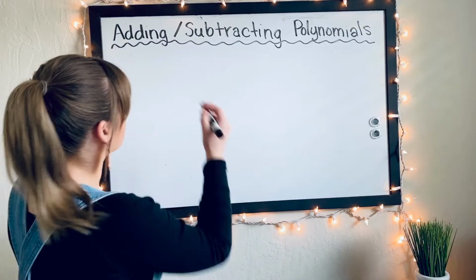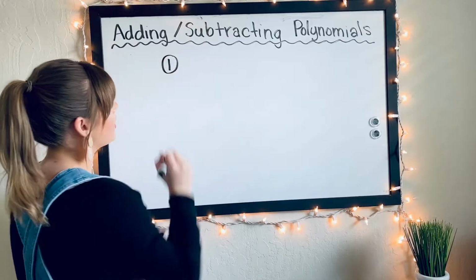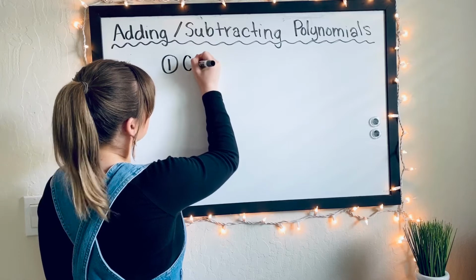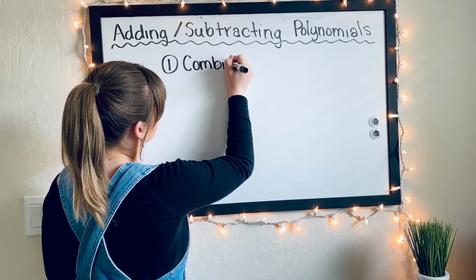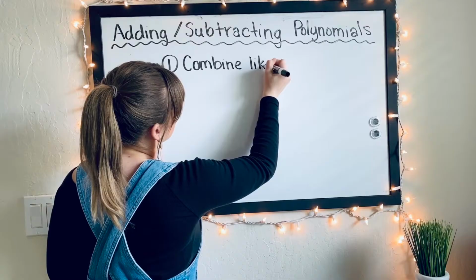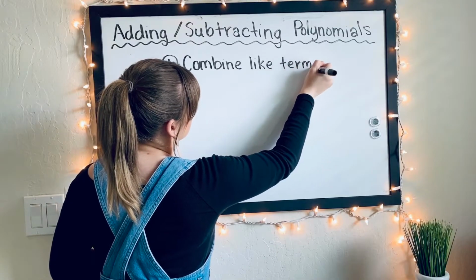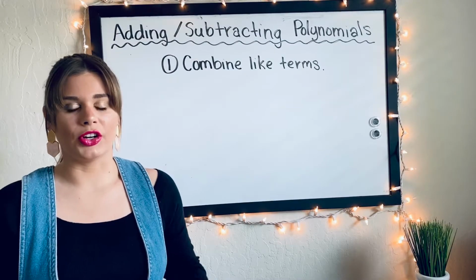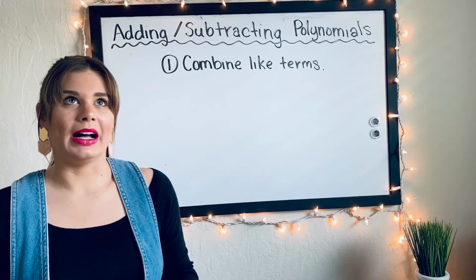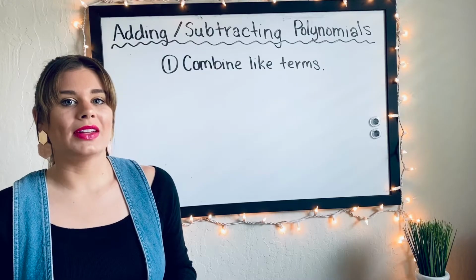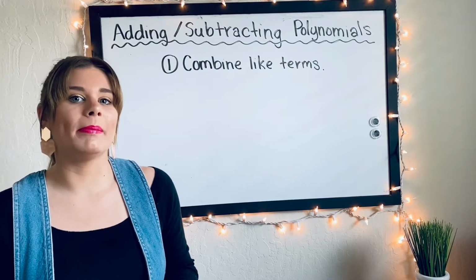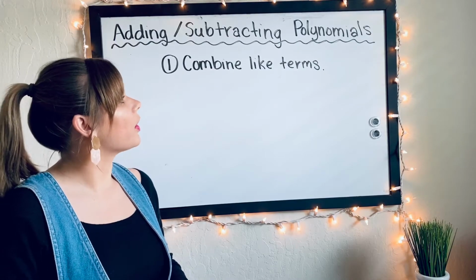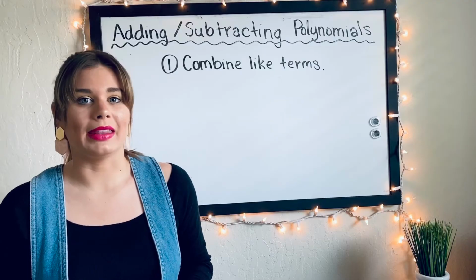The first thing you do is you need to make sure that you're combining like terms. And what that means is you're combining terms that have the same degree. So if I have an x to the fifth, I can only combine that with other x to the fifth terms, and so on and so forth. So the first thing you need to do is combine like terms.